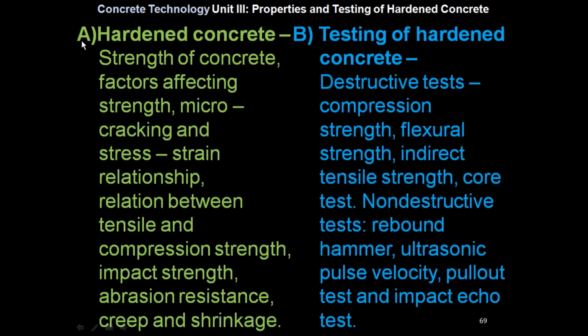It includes part A, hardened concrete, which includes strength of concrete, factors affecting strength, micro cracking and stress strain relationship, relation between tensile and compressive strength, impact strength, abrasion resistance, creep and shrinkage. It also includes part B, testing of hardened concrete: destructive tests, compression strength, flexural strength, indirect tensile strength, core test; non-destructive tests, rebound hammer, ultrasonic pulse velocity, pull-out test and impact echo test.